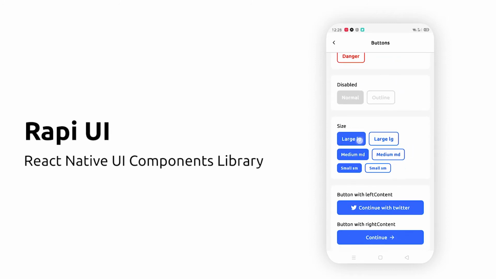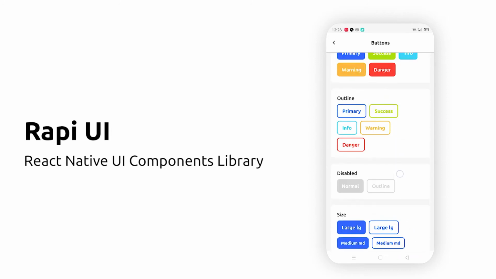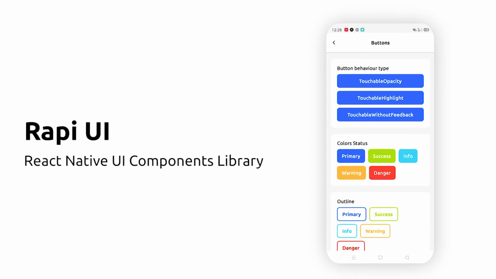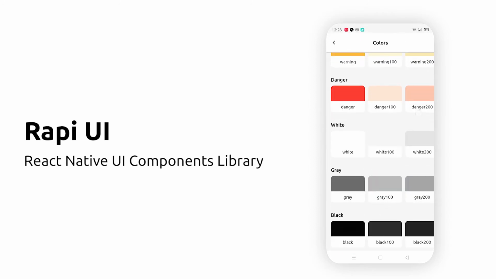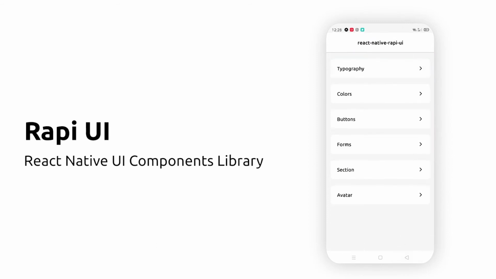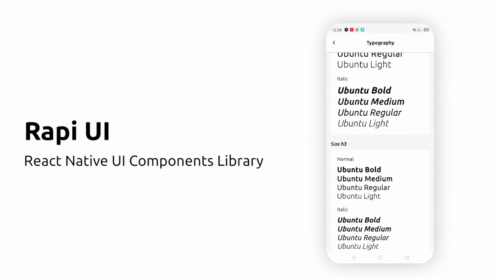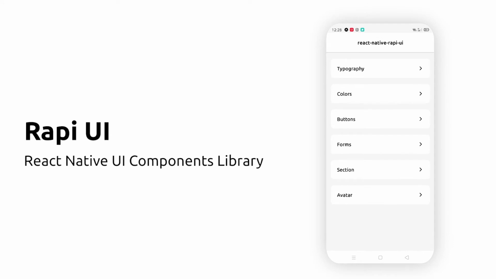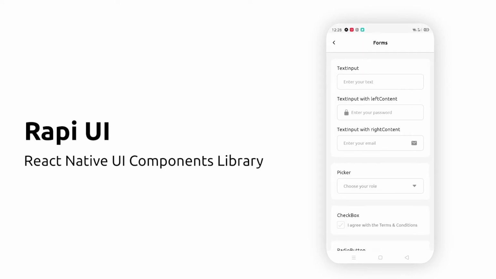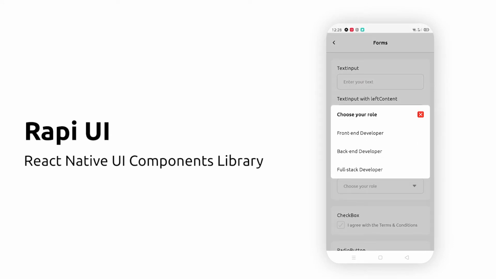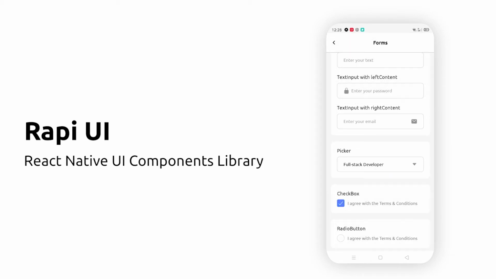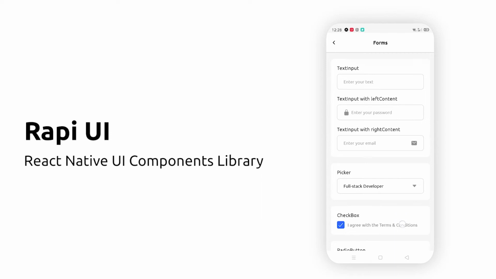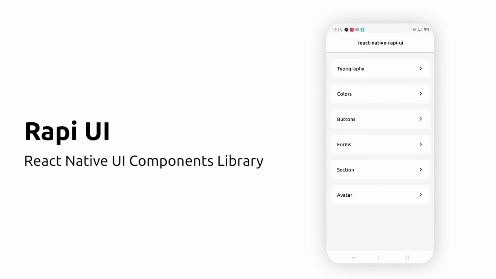Rap UI is a UI components library that I made for your React Native projects. It has many styled components such as buttons, text input, picker, checkbox, and other components. This library is very useful if you want to create your app faster without considering the design of the component, because Rap UI provides you beautiful and modern design components.